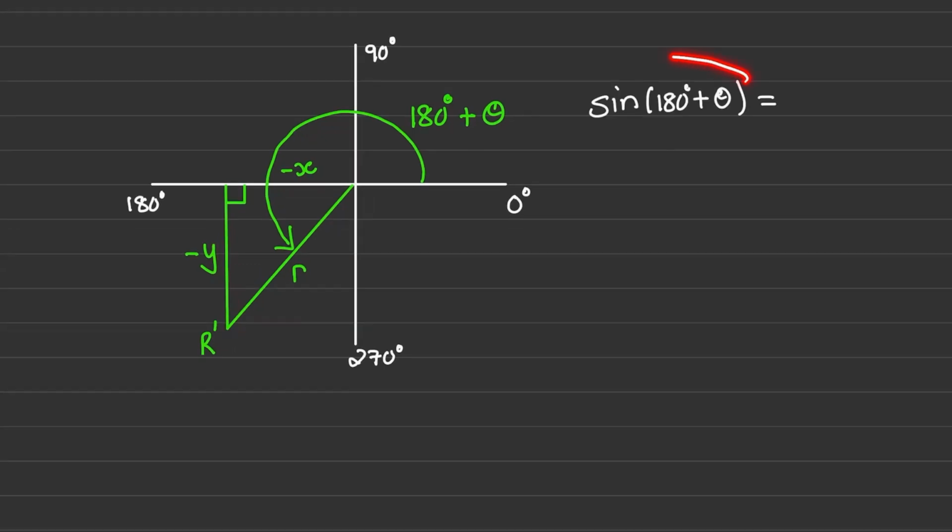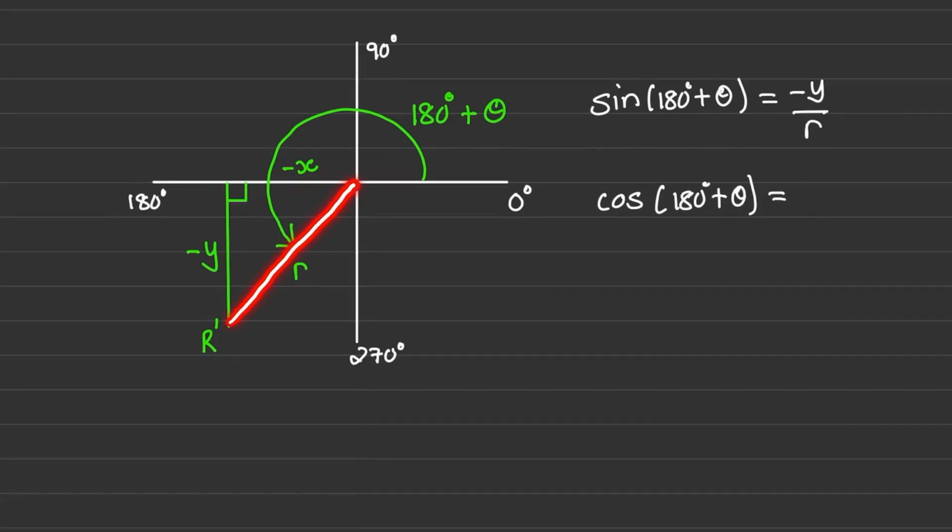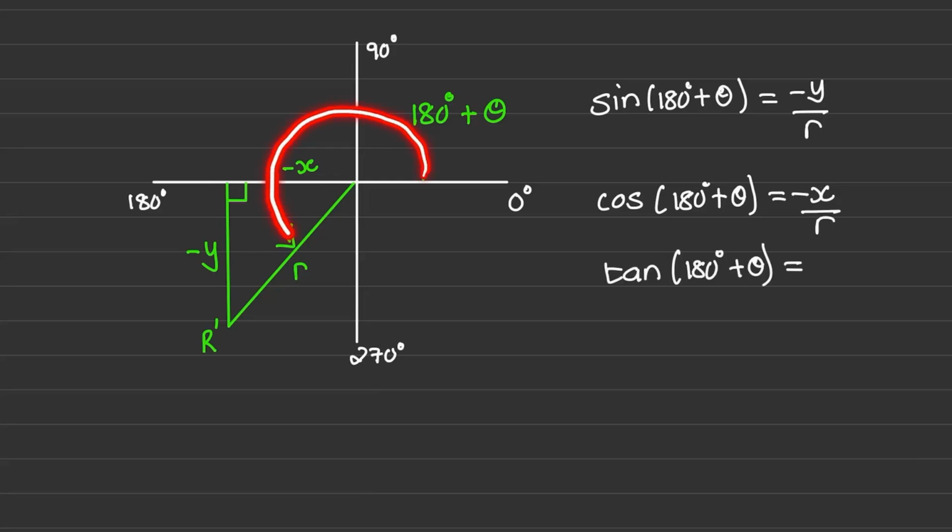If we want to find sine of 180 degrees plus theta, then we'll take the opposite length of that triangle divided by the hypotenuse. So that will be equal to negative y over r. For cosine of 180 degrees plus theta, we have the adjacent side of the triangle divided by the hypotenuse. So that is equal to negative x over r. And tan of 180 degrees plus theta is equal to the opposite side divided by the adjacent side, which is negative y over negative x, and that simplifies to y over x.